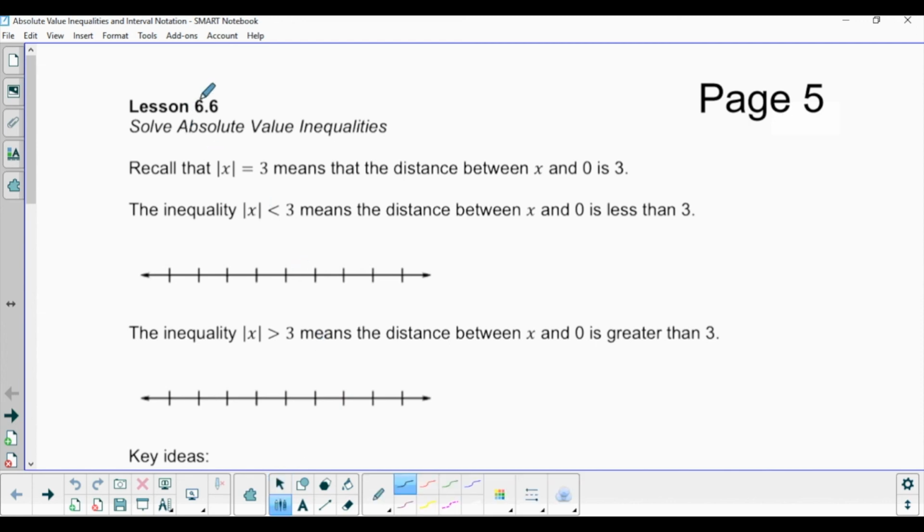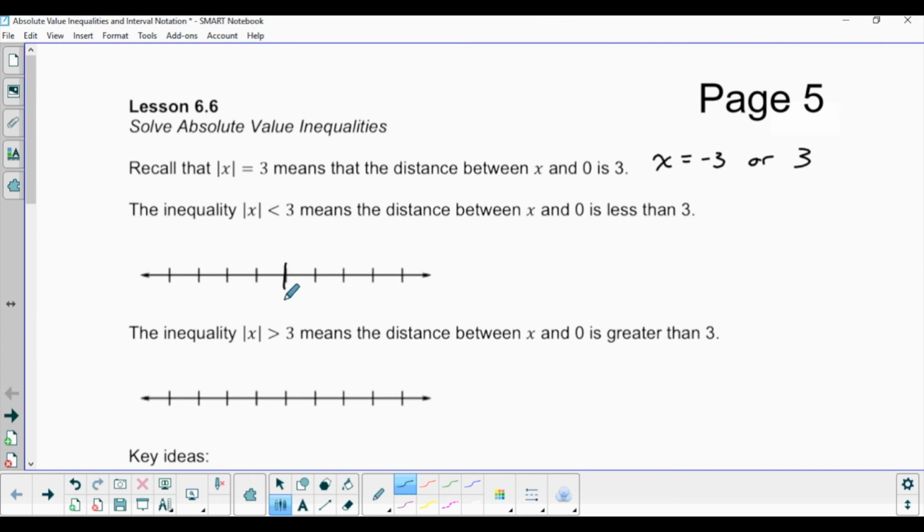Our next topic is solving absolute value inequalities. If you think back, the absolute value of x equals 3 means that the distance between x and 0 is 3. X could be negative 3 or positive 3. When we're talking about an inequality, the absolute value of x is less than 3 means that the distance between 0 and x is less than 3.